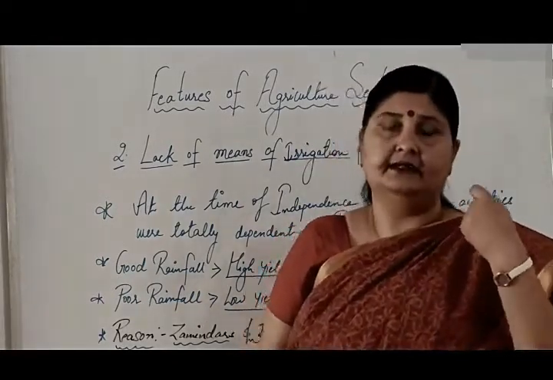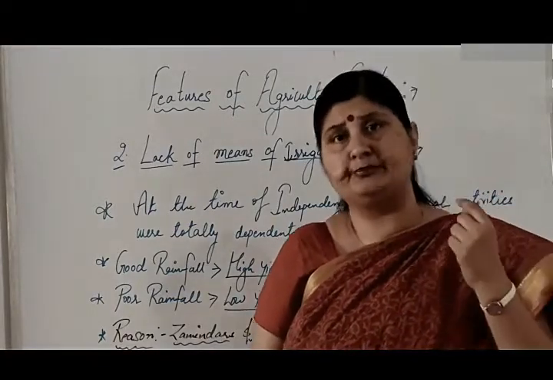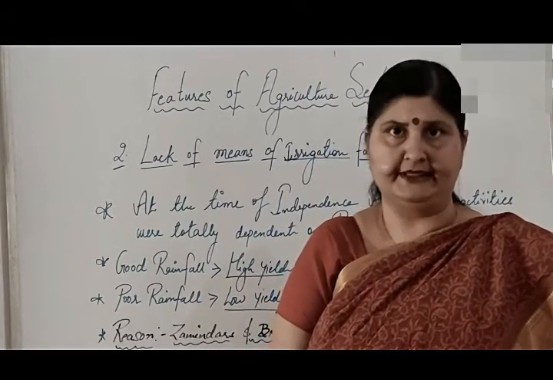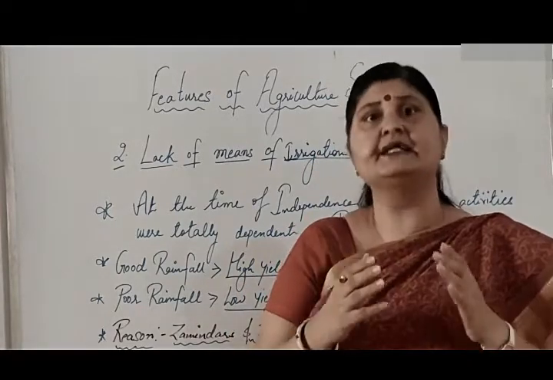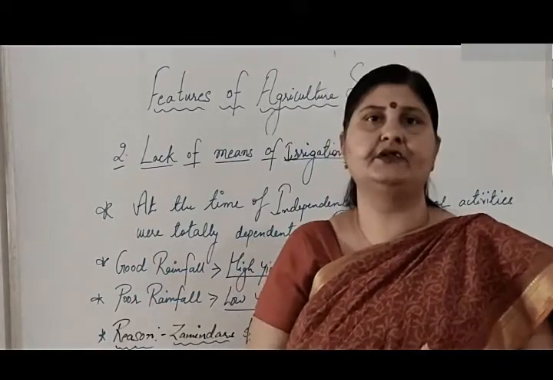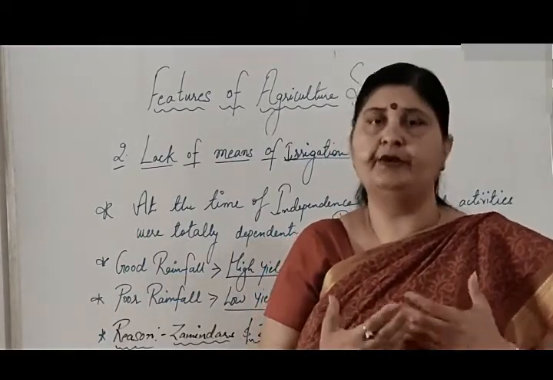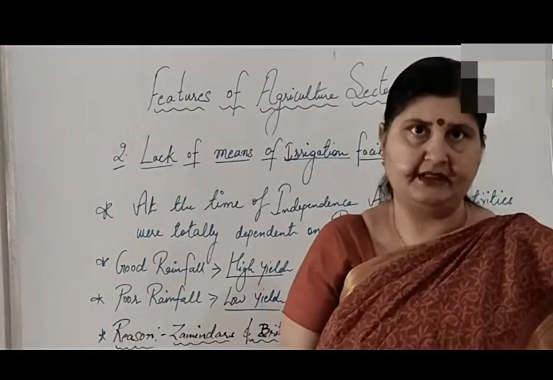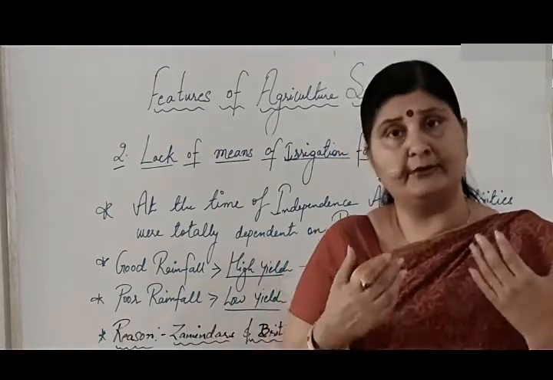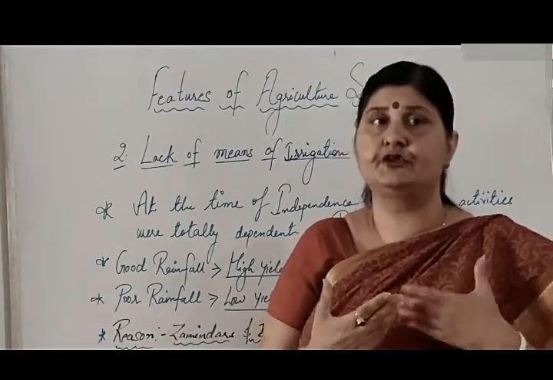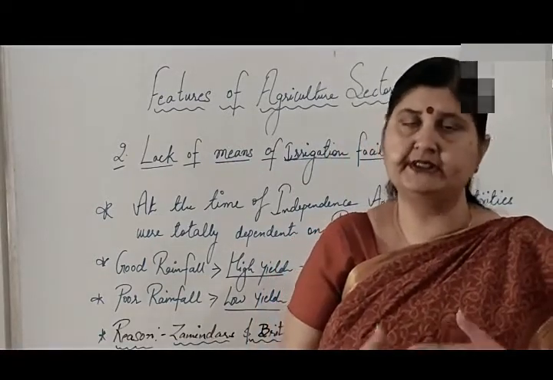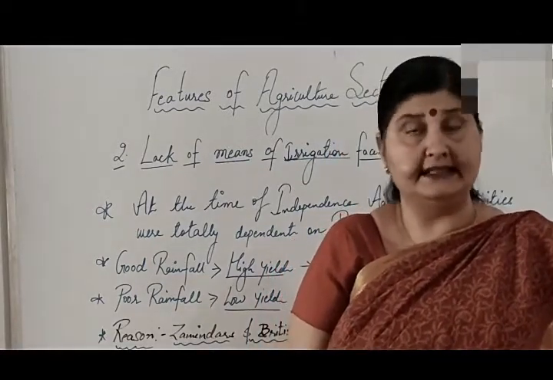Zamindars and the British government did not spend on the development of irrigation facilities for the farmers. As a result, the farmers had to totally depend upon the rainfall and the climatic conditions for a favorable crop throughout the year. In those days, farmers did not have so much money that they could import machines like tube wells or electricity-based tube wells from foreign countries to fulfill their needs.